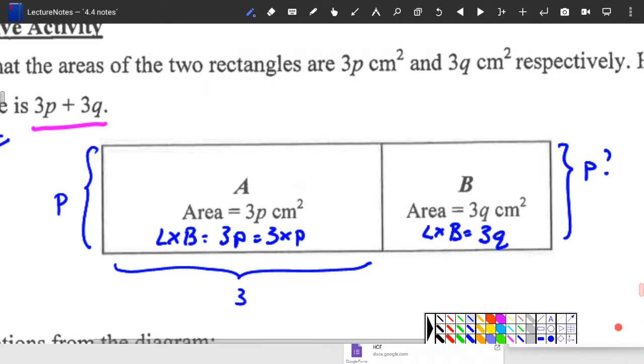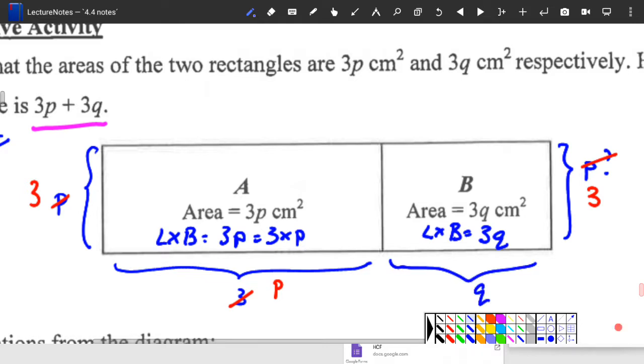This must be 3, right? So which means this thing here must be 3. If this is 3, then this must be the P. Am I correct? Now let's go over to area B. Area B, if this is 3, then what is the bottom one? Q. Now let's see whether it makes sense or not.